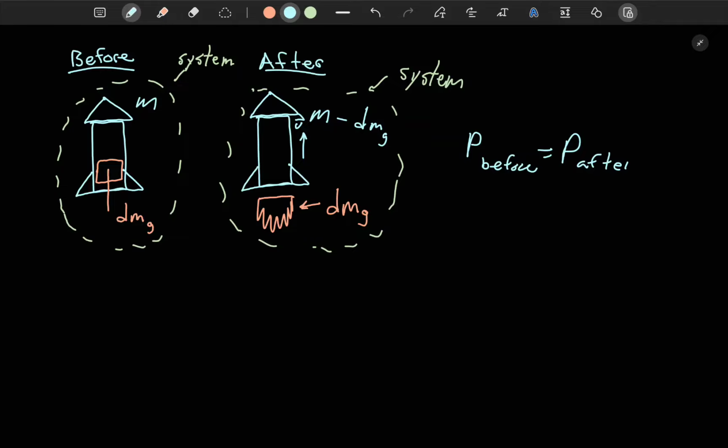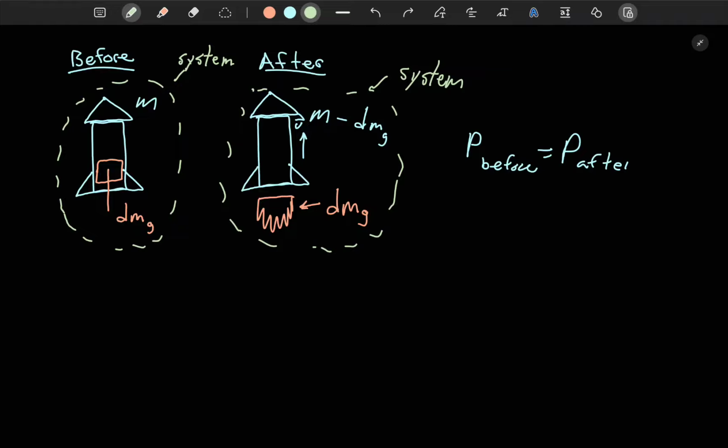So what is our P before? Notice how I've written out the system here in green. The system includes both the rocket and the gas inside of it, the fuel inside, and it doesn't change. As far as we're concerned, we're not going to deal with gravity right now, so there are no outside forces. That means momentum should be conserved, and this is our system.